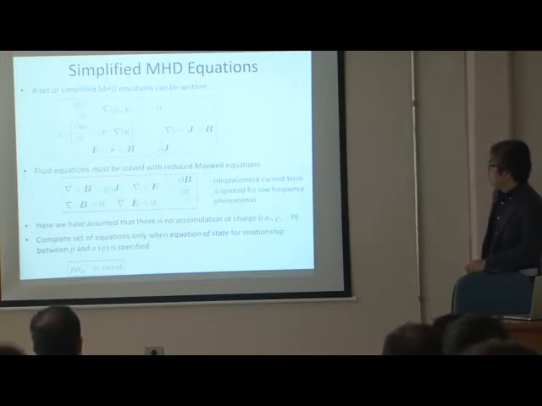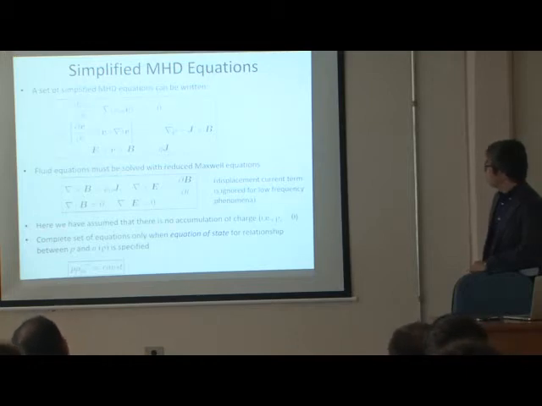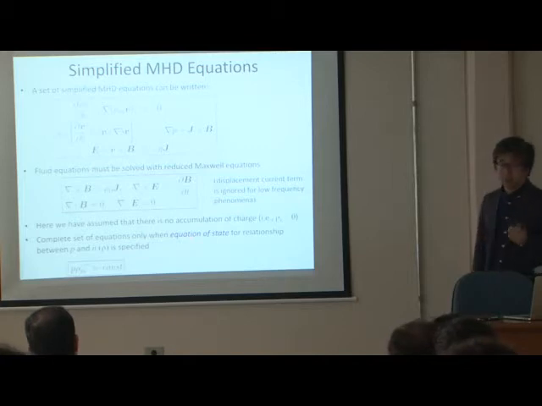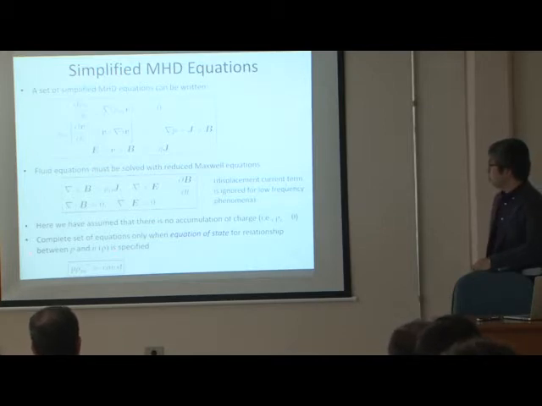Here, we have also assumed that there is no accumulation of charge, so rho_e equals 0. This is also another assumption. Then this is a complete set of equations only when the equation of state, the relationship between the pressure and the density, is specified. So here we can just write a very simple polytropic type of equation of state. This is the complete set of the MHD equations.